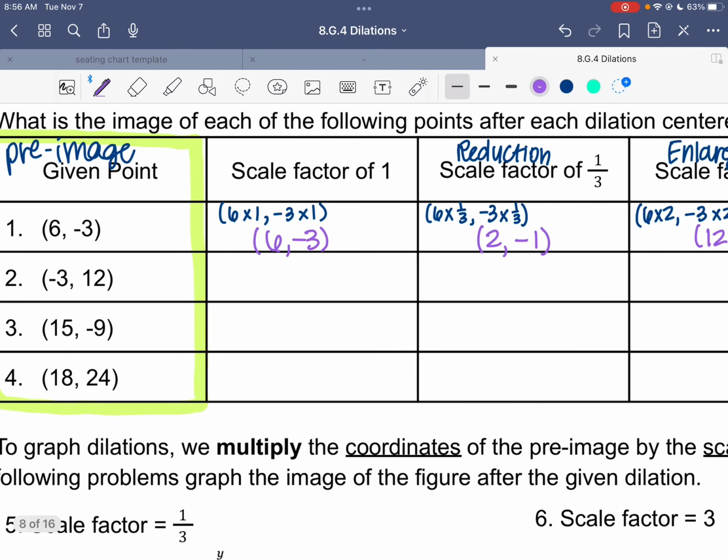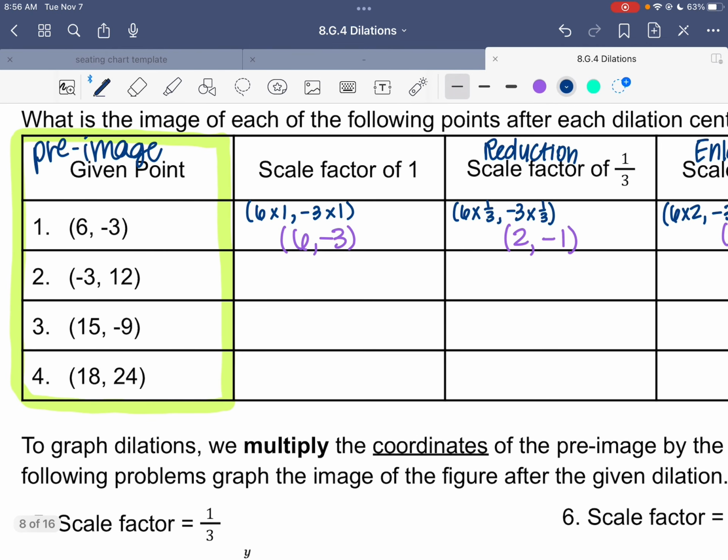Now we're going to move on to the next point, which is negative 3, 12. So we're going to follow the same pattern. And I'm just going to go through and fill these out with the correct answers so you can follow along with me, or you can pause it and work these and then move ahead to check the answers.